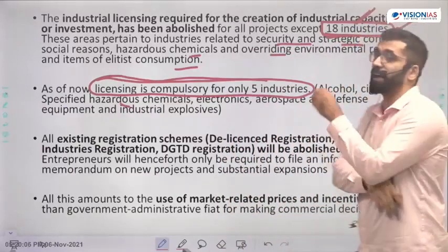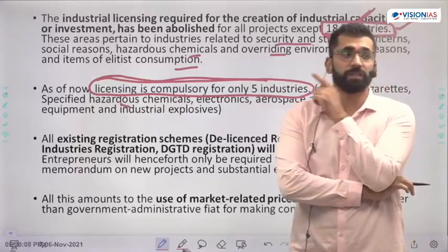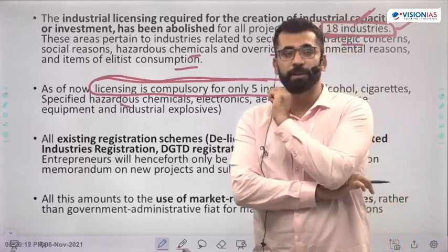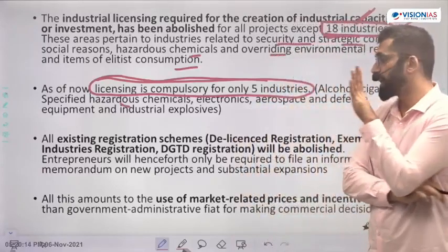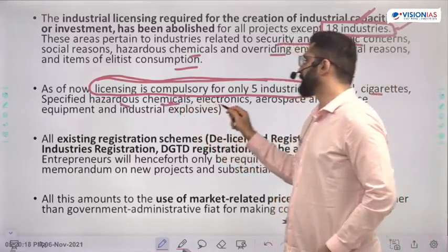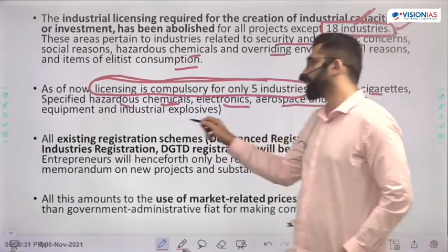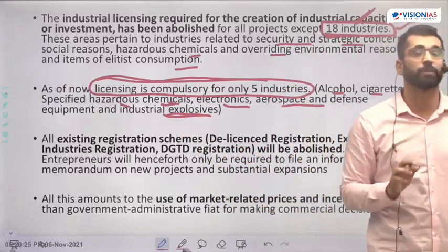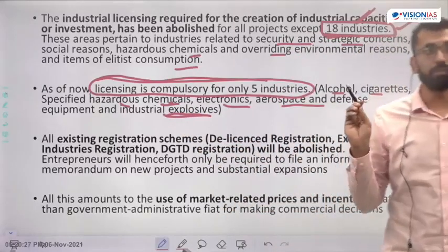Delicensing did not happen for all. Only few industries were kept under licenses. As of today also, delicensing has not happened completely. 5 industries still require licenses. They are alcohol, cigarettes, specified hazardous chemicals, electronics, aerospace and defense equipment and industrial explosives. These are the categories of industries which are included. These facts are important for prelims.